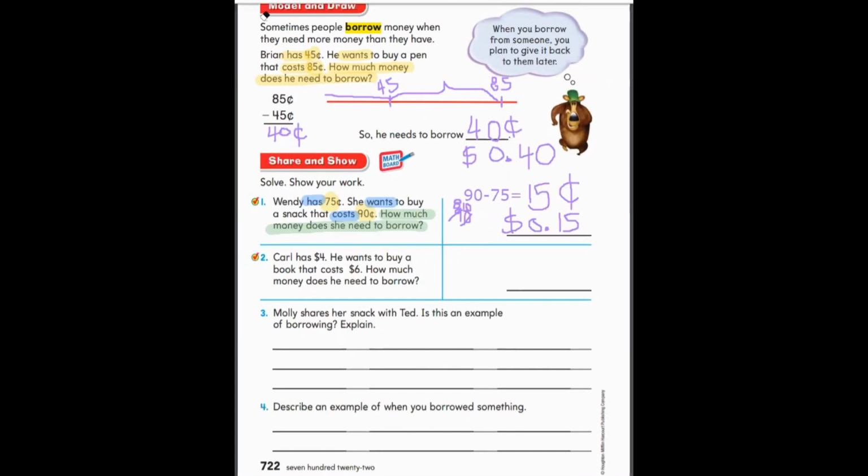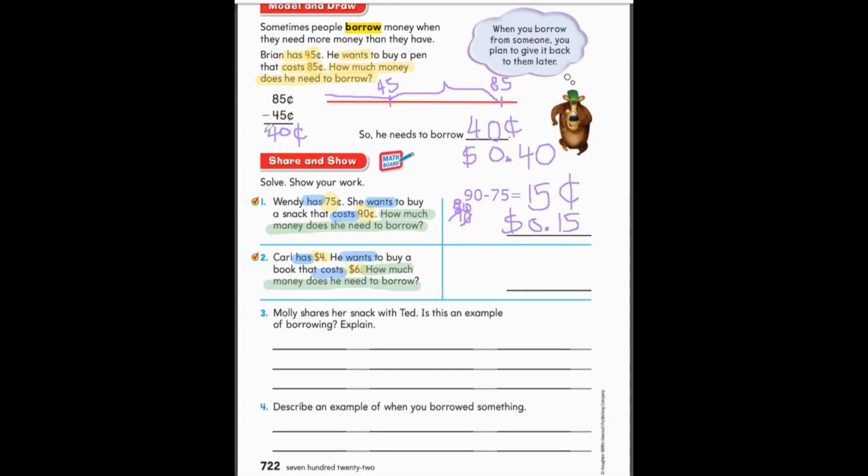Okay. So the problem says, Carl has $4. He wants to buy a book that costs $6. How much money does he need to borrow? So he has 4 and the book costs 6. That was circle the number. Underline the question. How much money does he need to borrow? Keywords. Carl has 4. He wants to buy a book that costs 6.